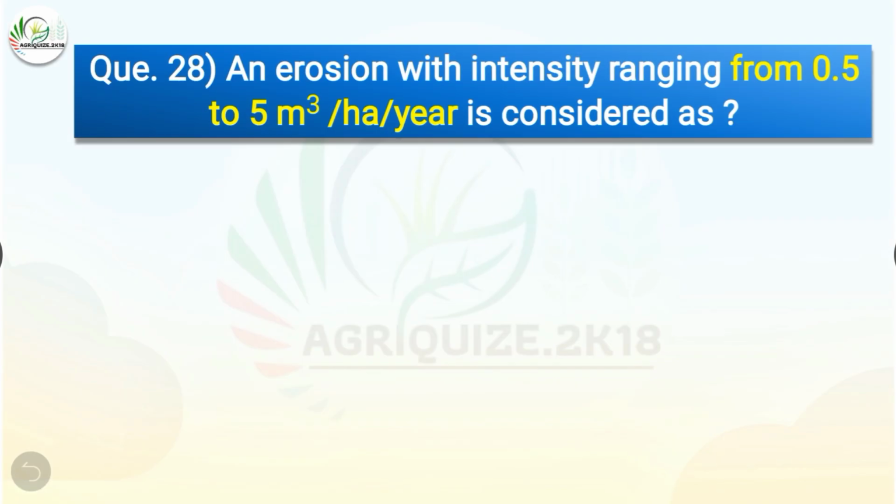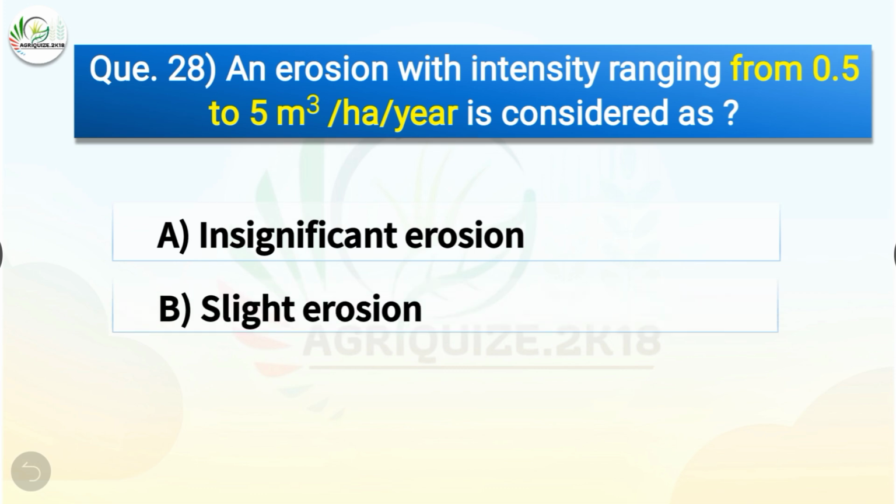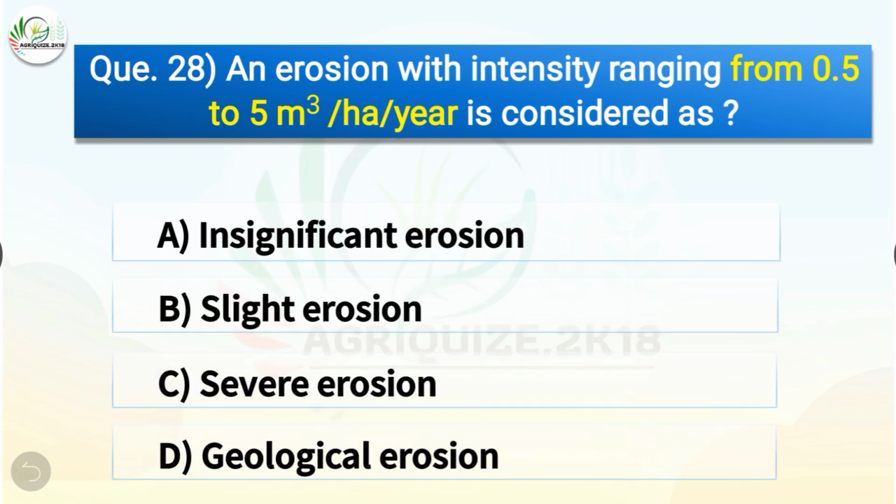Question number 28. An erosion with intensity ranging from 0.5 to 5 meter cube per hectare per year is considered as dash. The options are insignificant erosion, slight erosion, severe erosion, or geological erosion. The correct answer is option B, slight erosion. So an erosion with intensity ranging from 0.5 to 5 meter cube per hectare per year is considered as slight erosion.